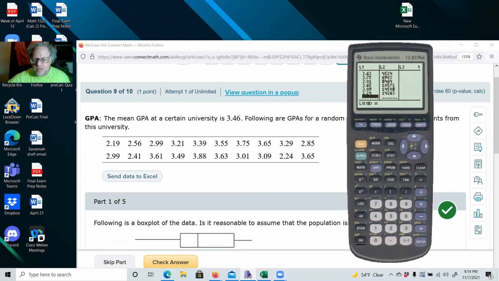2.24, 3.29, 3.29. Doesn't matter which order they're in. So we got the 2.24 and the 3.29. We need 2.85 and 3.65. And I've entered in 20 numbers. That's how many they said there were. So we can kind of go up and check, just to double check it.